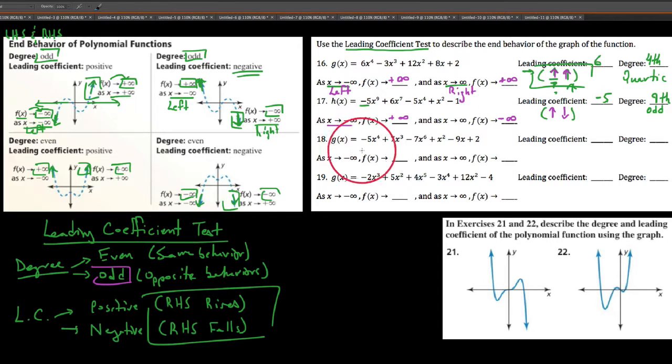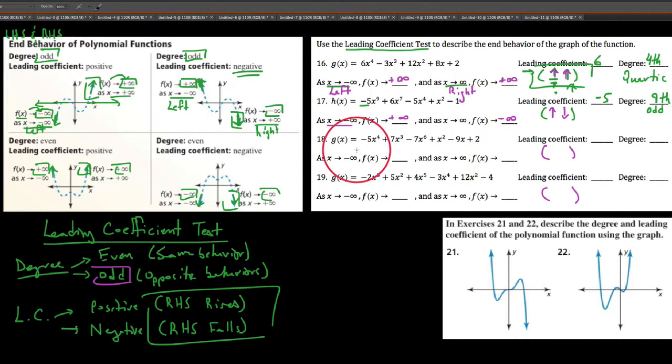Okay? So let's take a look at 18 and 19 here. I want you to pause the video, okay, and actually make sure that you have this in standard form first and identify the leading coefficient and the degree. Once you've done that, go ahead and determine your end behavior of the right side first and then use that with your degree to find the left side behavior. And then we'll talk about what we get for these values over here.